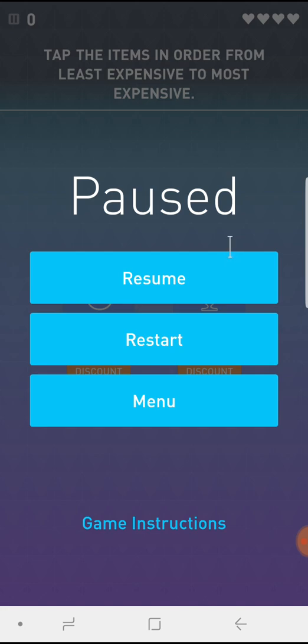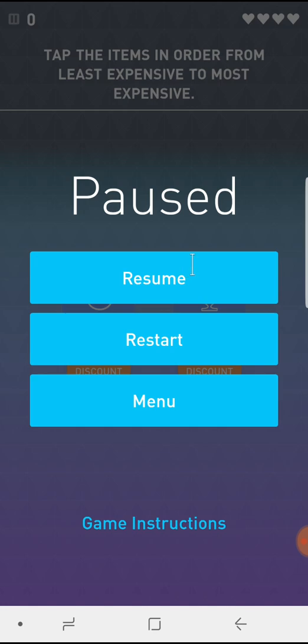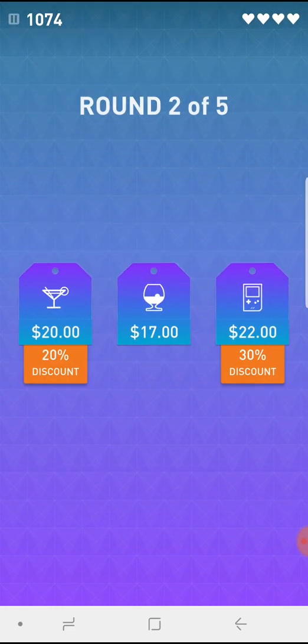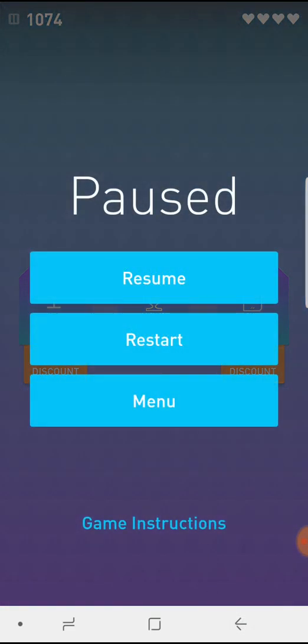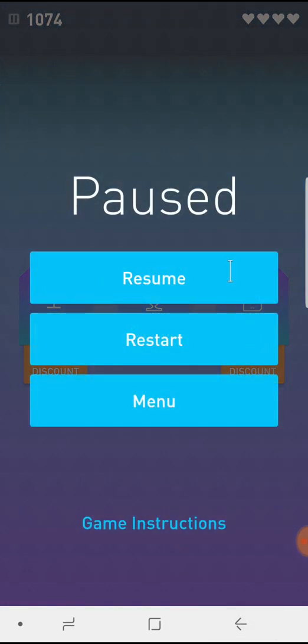41.5. What did I say the other one was? I said it was 36, 31.5, 32. Well, it has to be that than that. There we go. 20%, so that's a fifth, so that's going to be taken 4, so you get 16 there, and then 30% of 22. Well, we all know that that is, God, £6.60 of 22. Okay, it still won't be enough.